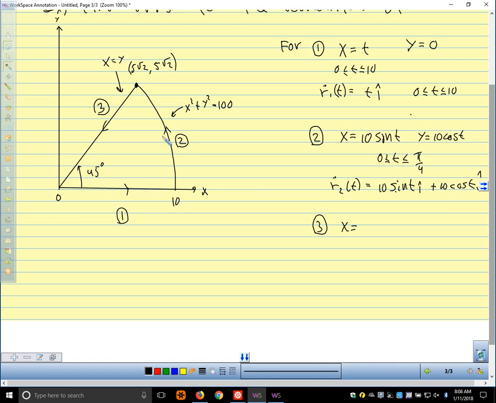So 5 root 2 minus x. So how about we do 5 square root 2 minus t? y equals 5 square root 2 minus t, and 0 less than or equal to t less than or equal to 5 square root 2. Right? That would work. It wouldn't be incorrect to say 5 root 2 to 0.